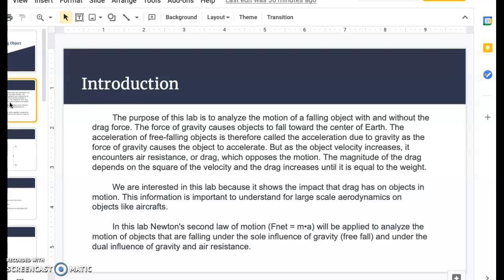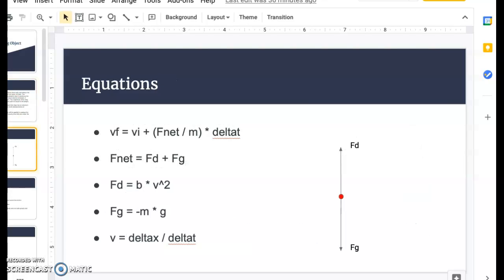In this lab, Newton's second law of motion, F net equals mass times acceleration, will be applied to analyze the motion of objects that are falling under the sole influence of gravity and under the dual influence of gravity and air resistance. Here are the equations we will be using. Newton's second law is also written as V final equals V initial plus F net over m times delta t. This determines the final velocity, which is used in the computational models and further inputted into the position update formula under a while loop.